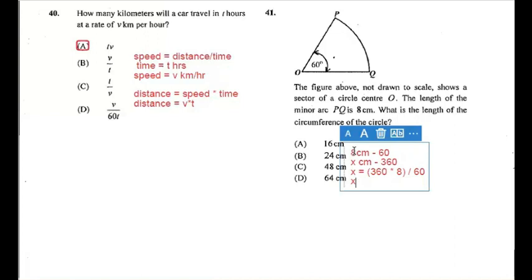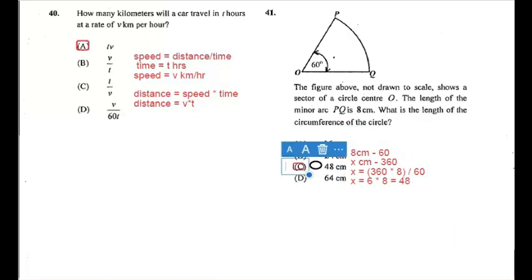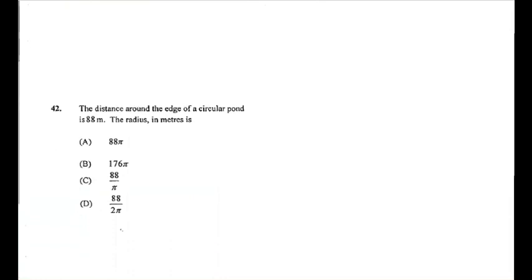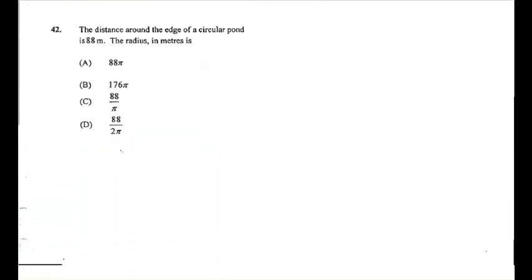So 60 into itself goes 1 time, 60 into 360 goes 6 times. So we're now left with x is equal to 6 multiplied by 8, and 6 times 8 is 48 centimeter, and that is our answer. So our answer for 41 is C, and it is as simple as that, guys. So it's about reading and trying to remember our equations and the easiest possible way that will work the question.